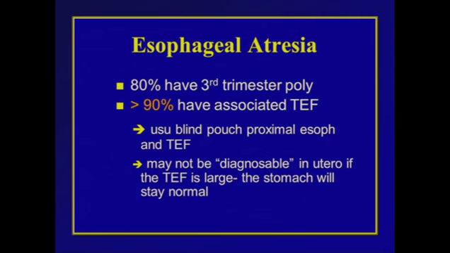Now, if this fistula from the bronchus and trachea to the distal esophagus is large, the fluid that is normally secreted in the chest can be sent through the fistula into the distal esophagus and into the stomach, and you may see a normal stomach on the survey, in which case you won't be able to identify the esophageal atresia in utero.